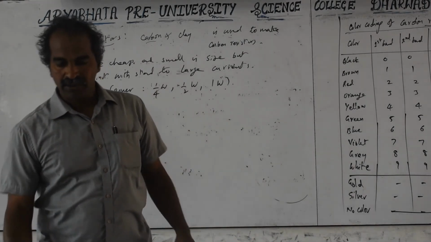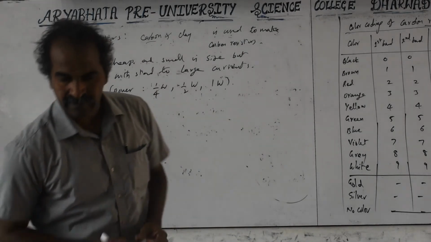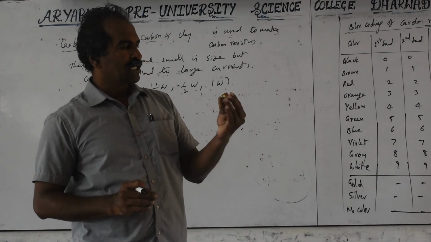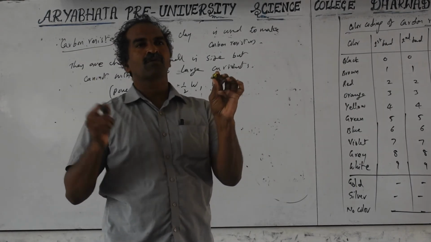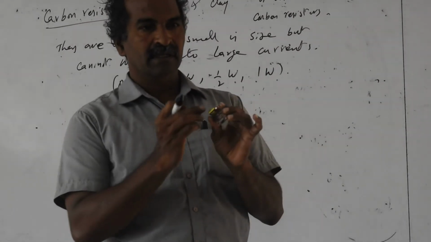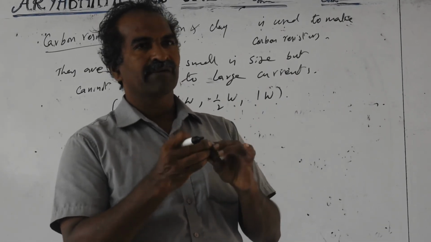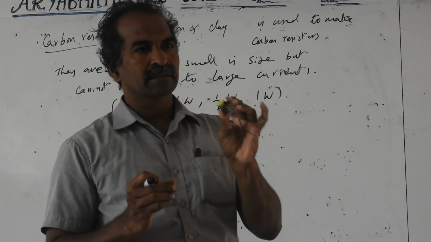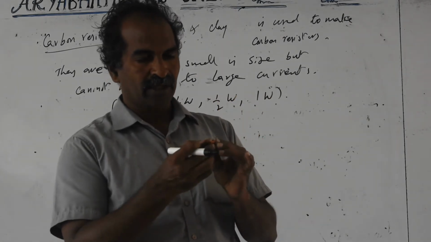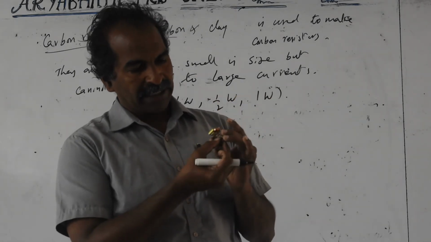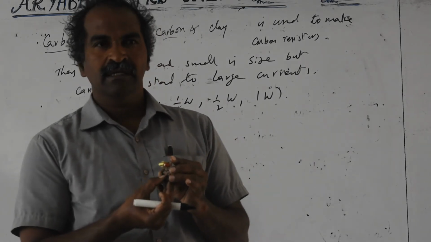This is a very small electronic circuit. This is a mosquito pad circuit. This is nothing but a capacitor. I am going to show you this after the college reopens. I will show you the apparatus in your hand. Right now, I cannot give it to you. These small pieces are called resistors.